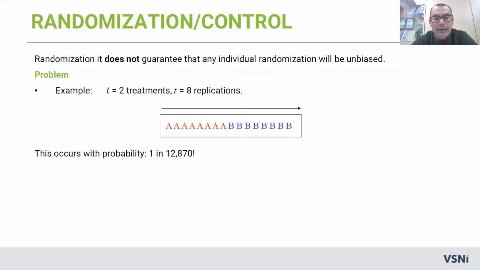But I'm bringing you this example where I have two treatments. I have A replications of treatment A and A replications of treatment B. I do my randomization, and I was very unlucky to find all the A's on the left and all the B's on the right. This is not an impossible occurrence. It's 1 in 12,870, as it says there, but it is a possible occurrence.